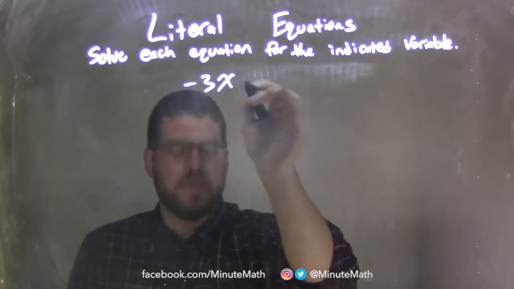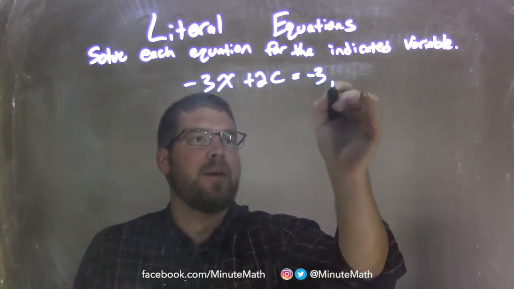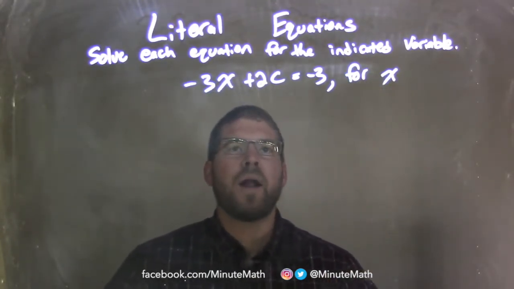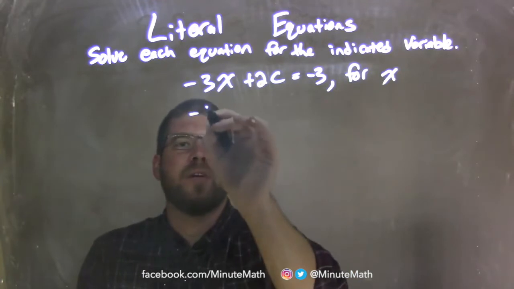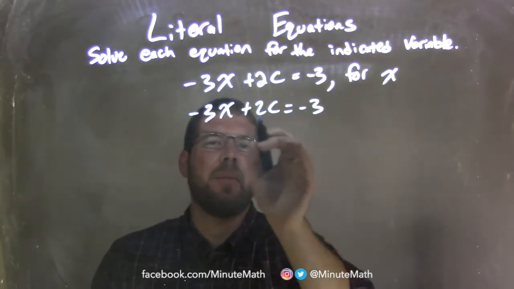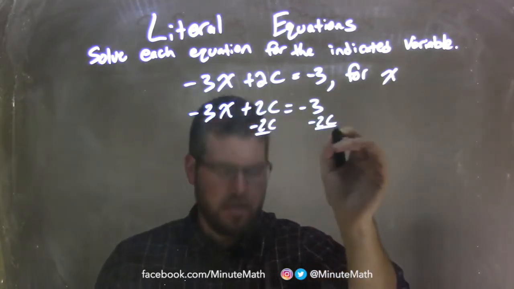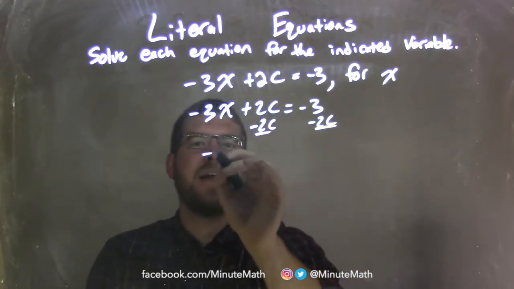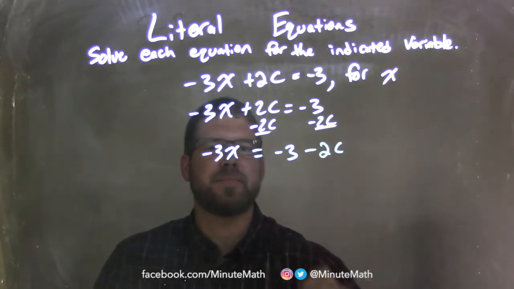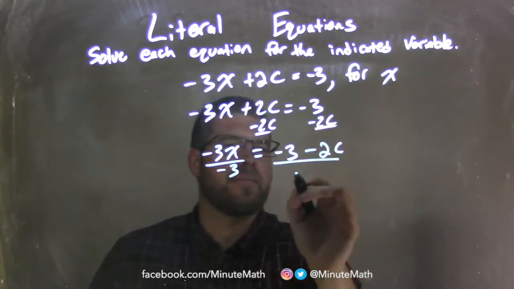Negative 3x plus 2c equals negative 3, and we're solving that for x. Okay? So what I want to do here is rewrite my equation, negative 3x plus 2c equals negative 3. Then I'm going to bring my 2c over, so I'm going to subtract 2c from both sides. That leaves me here with negative 3x equals negative 3 minus 2c. I now am going to divide by negative 3 on both sides.